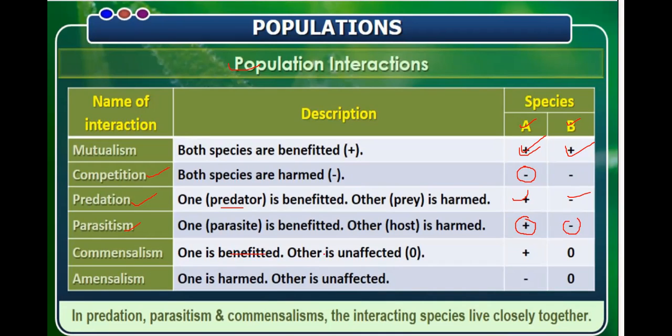Commensalism, one is benefited, the other is unaffected. One is benefited, the other is what? There will be no loss, no gain. Amensalism, one is harmed, the other is unaffected. One is harmed, the other is what? Unaffected. So in predation, parasitism, and commensalism, the interacting species live closely together.